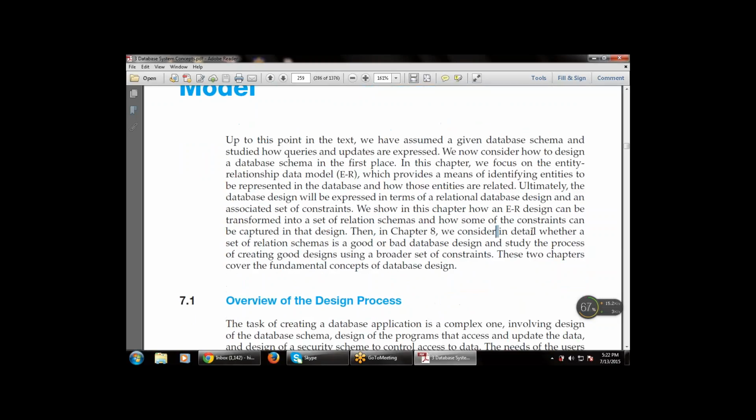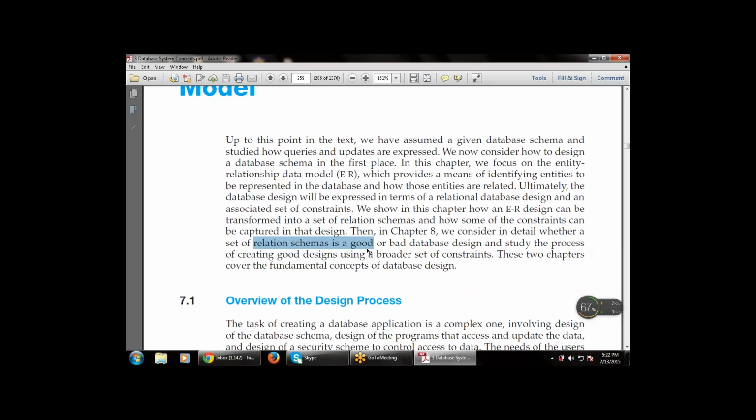Therefore, in chapter 8, we consider in detail whether a set of relation schemas is a good or bad database design. In chapter 8, we also study the processes of creating good designs using a broader set of constraints. So these two chapters cover the fundamental concepts related to database design.